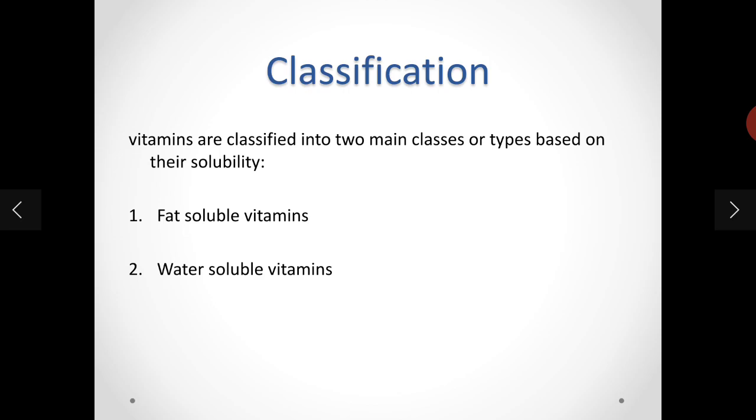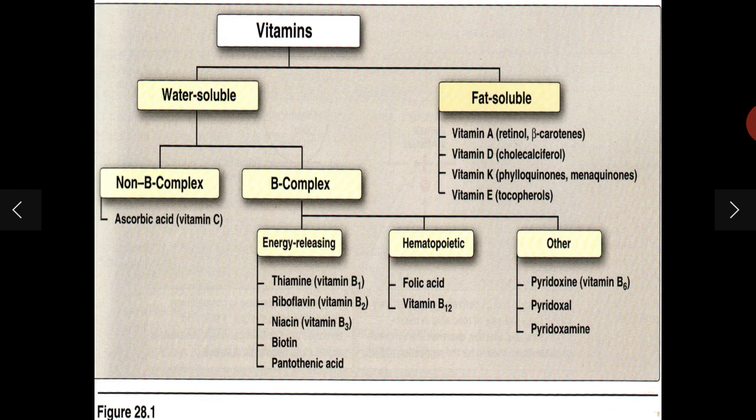So coming to the classification, these are mainly classified into two classes. One is the fat soluble, another one is water soluble vitamins. It is based on their solubility. If they are soluble in water, obviously they are water soluble, and if they are not, they are fat soluble vitamins. So this is the in detail classification of your vitamins. So water soluble and fat soluble.